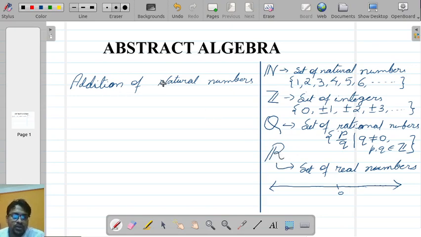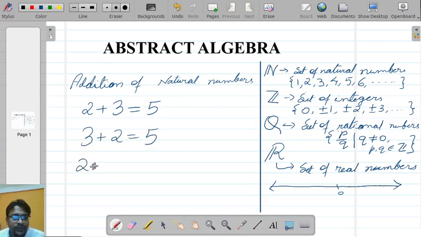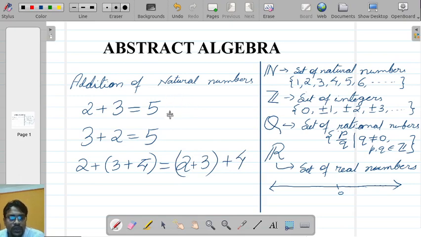Let us come back to addition of natural numbers. In our school days, from nursery classes, we have seen 2 plus 3 equal to 5. Also 2 plus 3 is the same as 3 plus 2. And if you take something like 2 plus 3 plus 4, it is always equal to 2 plus 3 plus 4 however we group it. These types of properties have got some names. So what are those?